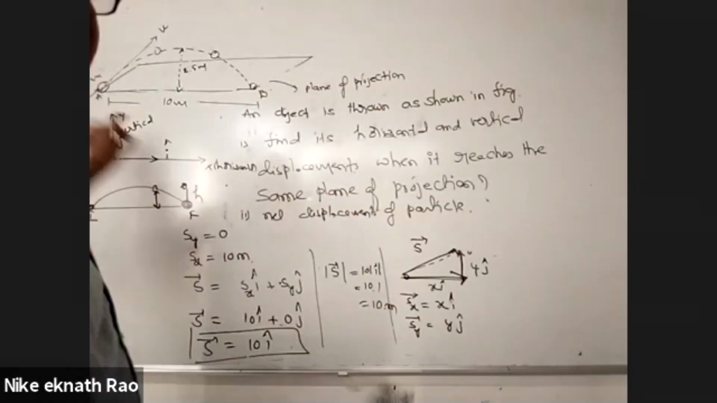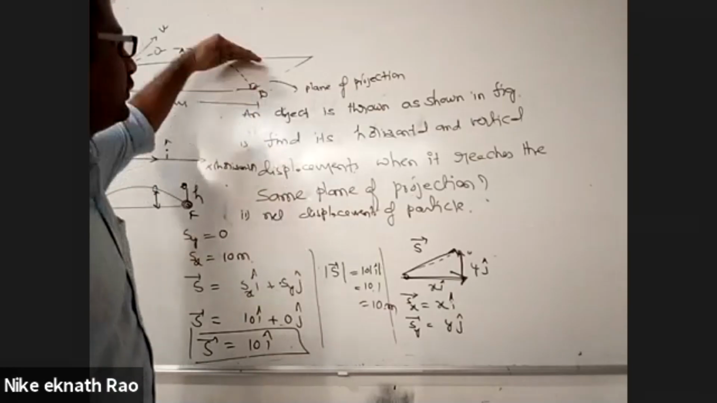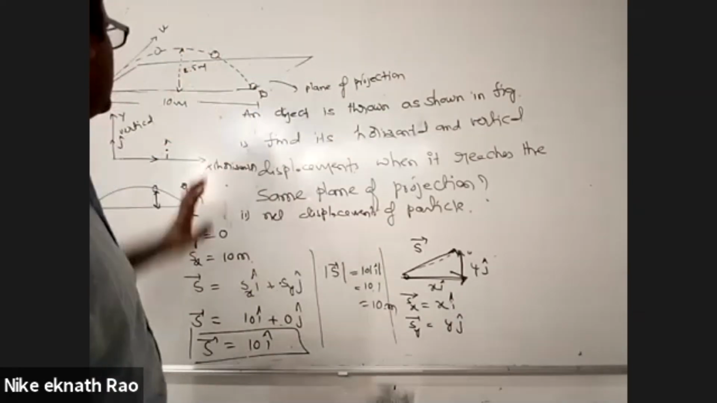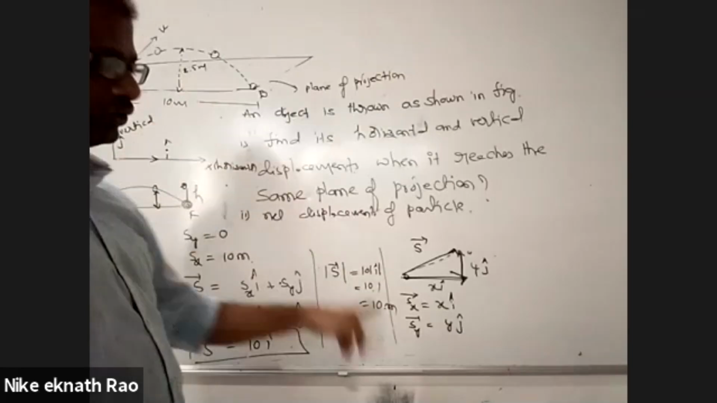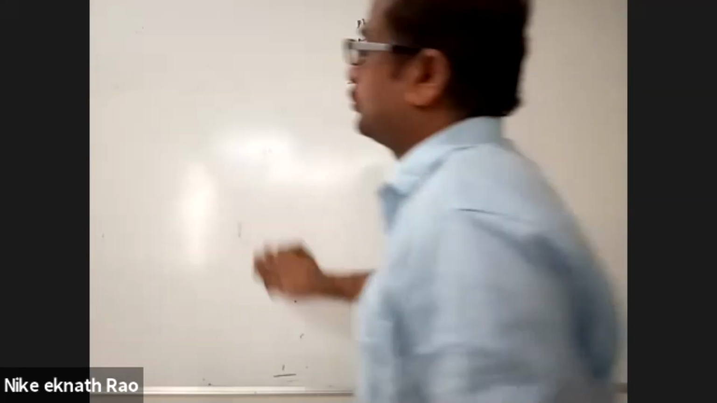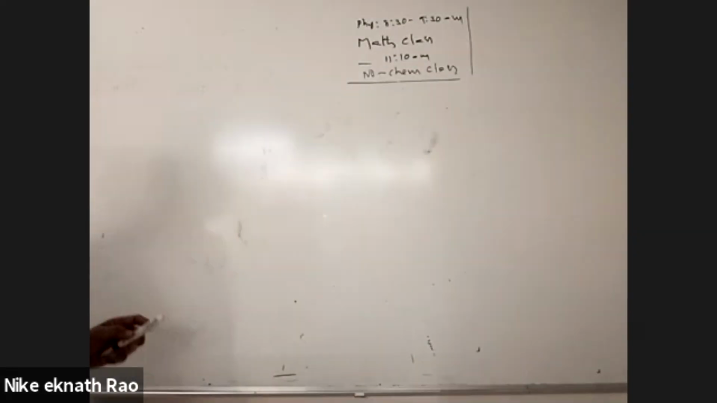This is clear, everyone? So this particle has x displacement. There is no negative y direction. Vertical height is not there. Y displacement is 0. If at all it is there, you have to write it down here. Okay, friends. One more question.